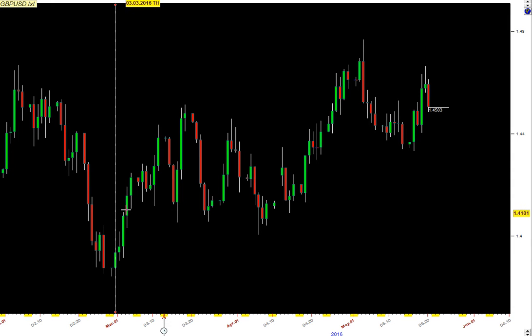Alright, so here it is. This is a timing solution. This is the pound dollar. We made a low on the 29th right here, and this is the price action that we have until May 20th, which is right here.